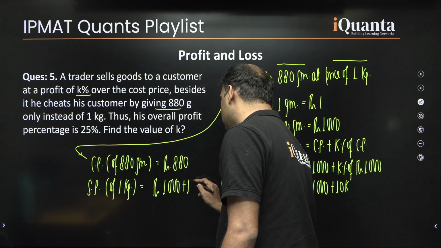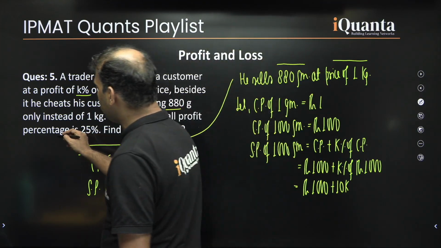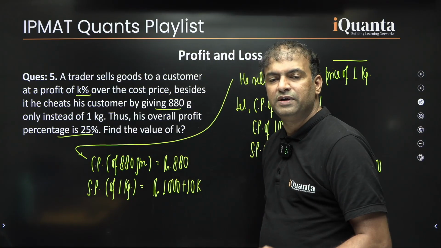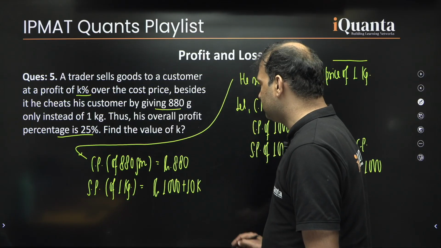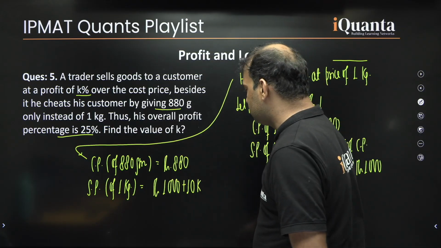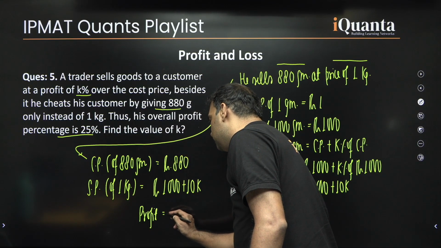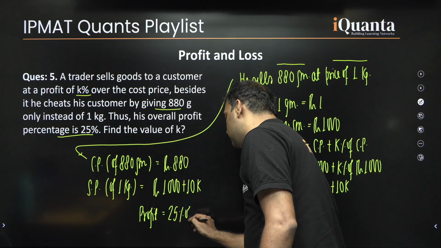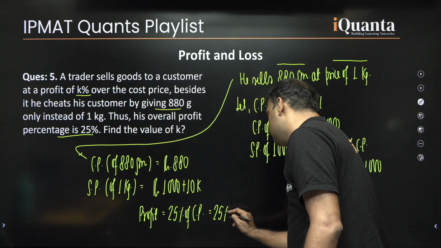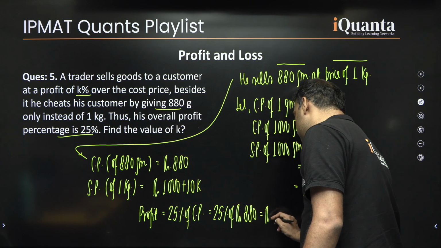But we are also given that he is making the overall profit of 25%, right, guys? So cost price is 880, and profit is given as 25%. So what should be the profit? The profit is 25% of the cost, and the cost is 880 rupees. That means 25% of rupees 880, which is obviously rupees 220, right?